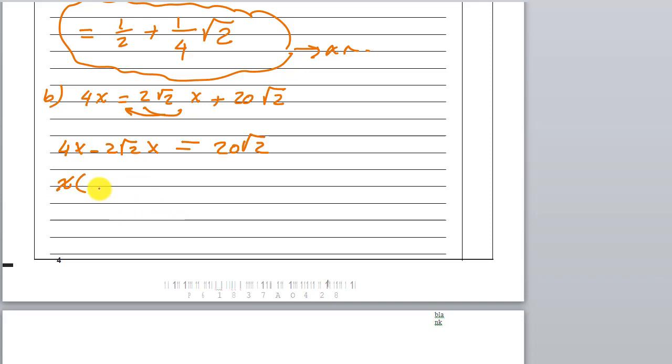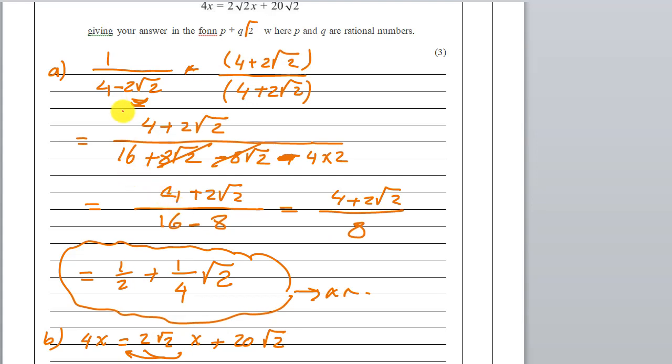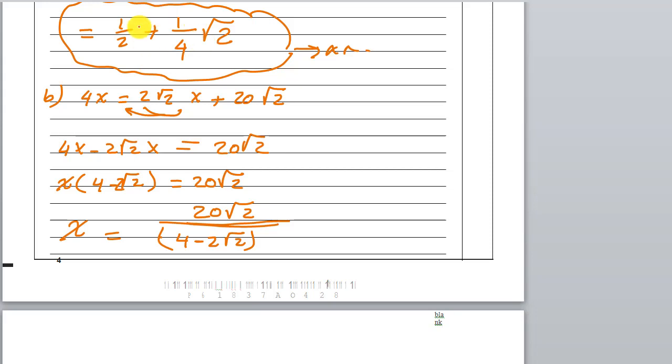So x as a common factor, 4 minus square root of 2, minus 2 multiplied by square root of 2 equal to 20 square root of 2. So x now is equal to 20 square root of 2 divided by 4 minus 2 square root of 2. 1 over 4 minus square root of 2 square root of 2 is equal to half plus 1 over 4 square root of 2.